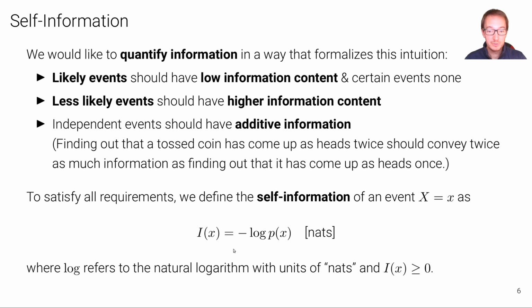So it is possible to show that this is the only formula that fulfills these requirements. But it's also quite easy to see that, because we know that via the rules of the logarithm, if we have a logarithm of a product, then this is the sum of the logarithms. So we have this additive requirement fulfilled. We also know that minus logarithm of something is always positive, and the smallest value it can take is 0. And we know that if the probability is higher, then the information will be lower, because this is a monotonic function and we take the negative of it. So these two conditions are also fulfilled. Self-information is the negative logarithm of the probability of x.